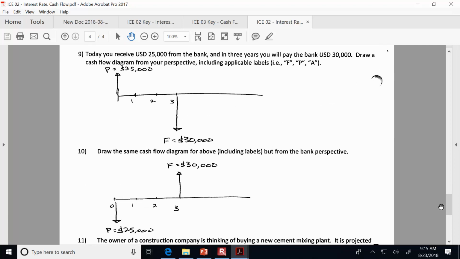But here's the point of 9 and 10 was using labels. So we've got a future and a present amount. Those are the labels there. But their perspective changed, and that's why it flipped.